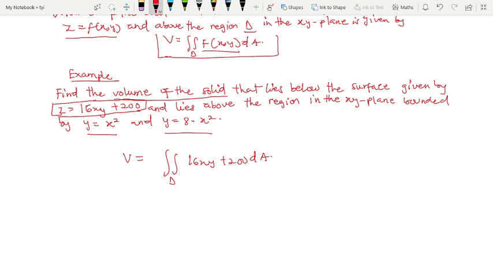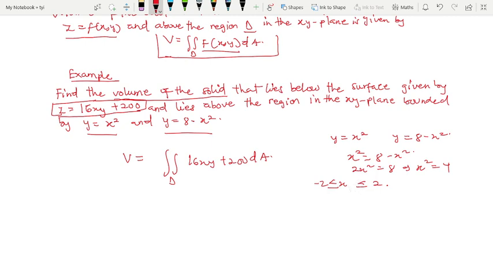So we know that y is equal to x squared and the same y is equal to 8 minus x squared. When I equate these two, I get x squared is equal to 8 minus x squared. Then I'll have 2x squared is equal to 8. Then x squared is equal to 4. So I'll have x greater than or equal to negative 2 and less than or equal to 2. So my limit for x is negative 2 to 2, right? So we have got that.